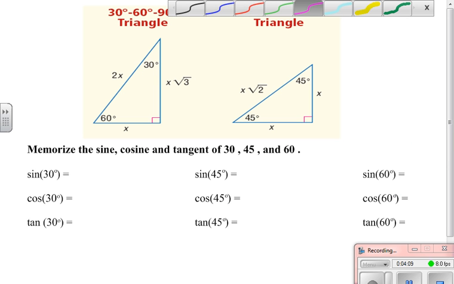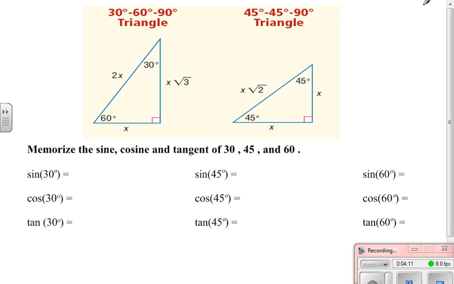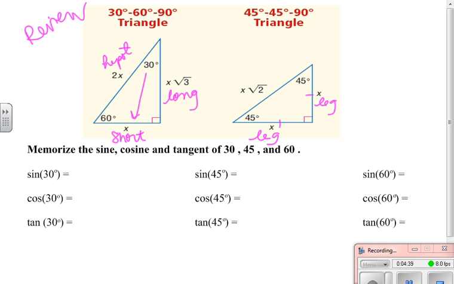Now 30, 60, 90 triangles and 45, 45, 90 triangles are also a review from geometry. We know that the short side, because it's opposite the 30 degree, and the long side and the hypotenuse have that relationship of the square root of 3 and a factor of 2. We know in a 45, 45, 90 triangle that the two legs, which are equal, and the hypotenuse have that relationship of the square root of 2.